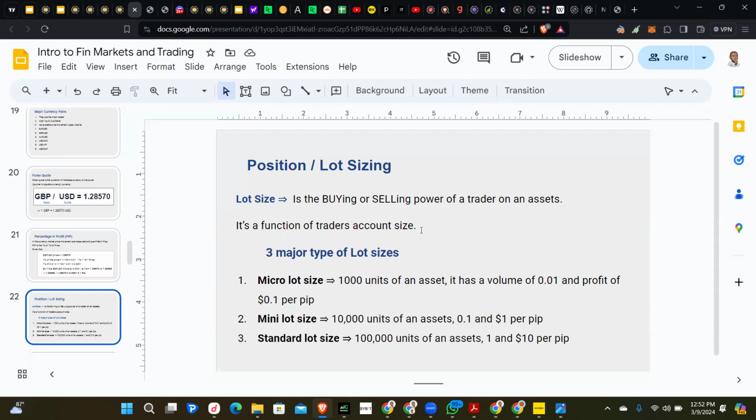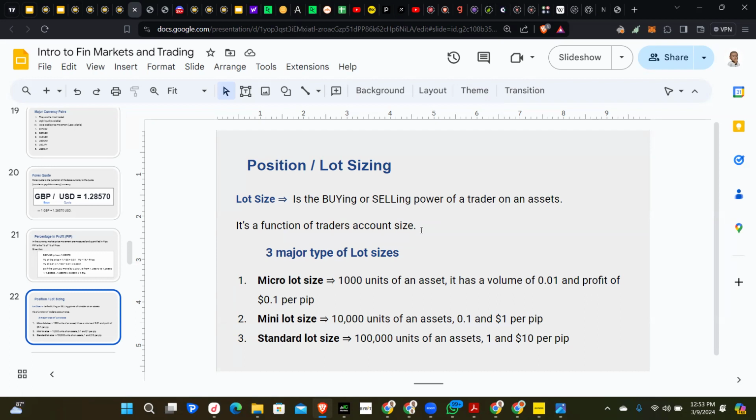It has a volume of 0.01 and it has a profit of $0.1 per pip. So that means if you are using micro lot size, at each pip movement, you are making a profit of $0.1 when the market is going in your favor, or you are losing $0.1 when the market is going against you. That is micro lot size.